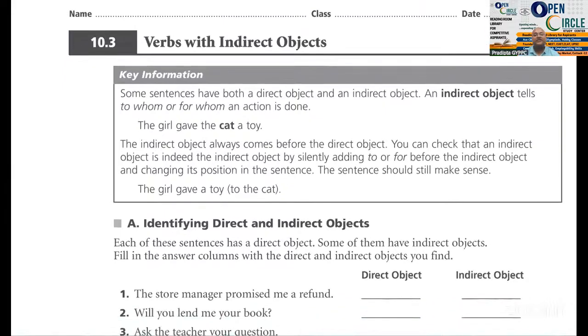Next, verbs with indirect objects. Already we have learned about that. Ditransitive verb: one has an indirect object, another has a direct object. The girl gave the cat a toy. So can you identify what is the indirect object?